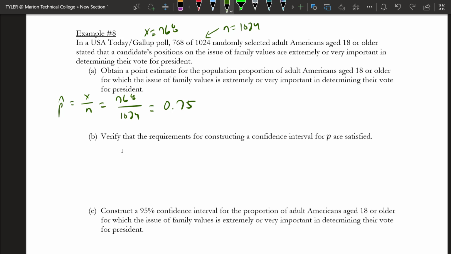Part B is I want to verify the three conditions, the three requirements for conducting a confidence interval, right? So that way we have a normal distribution, right? So remember, one of them is that we need the data to be randomly collected, right? And we're told that these individuals are randomly selected, right? So this is met because these were randomly collected.